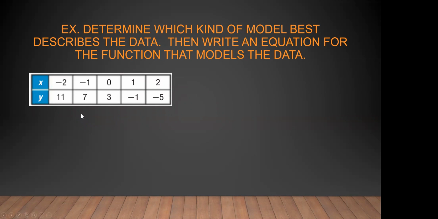Next couple of examples say, determine which kind of model best describes the data, which is what we're just doing, and then write an equation for the function that models the data. So here, once again, if we look at our x values, they're all going up by 1. So if we look at the y value, to go from 11 to 7, we are subtracting 4. 7 to 3, again, subtracting 4. 3 to -1, again, subtracting 4. And -1 to -5, again subtracting 4. So all of the differences are equal to each other, so this is going to be linear.